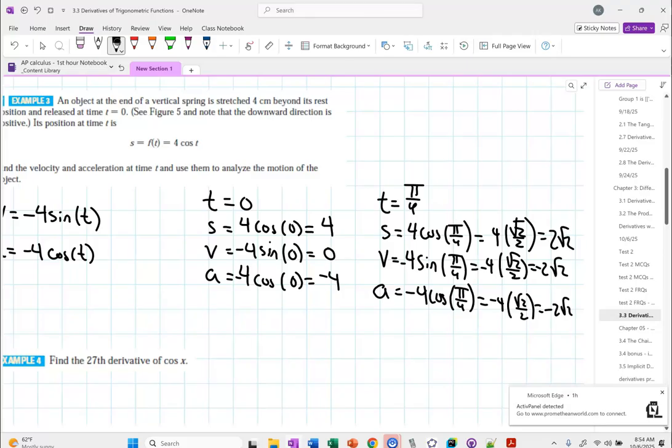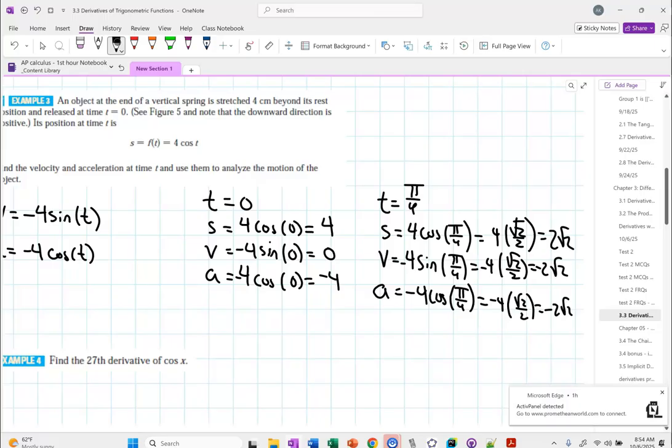And the acceleration now is actually decreased, right? Before it was -4, and now it's negative like 2.8. Why is the acceleration decreasing here? Because the spring is now not stretched as far, right? The spring is contracted a little bit, so the force pulling the spring back up is decreased because there's not as much stretch on the spring.